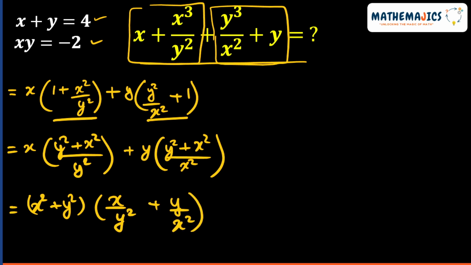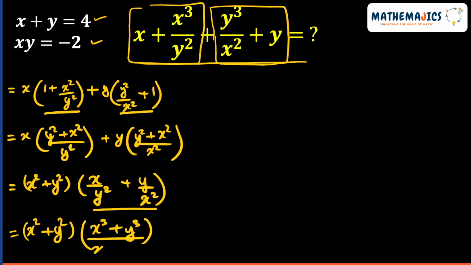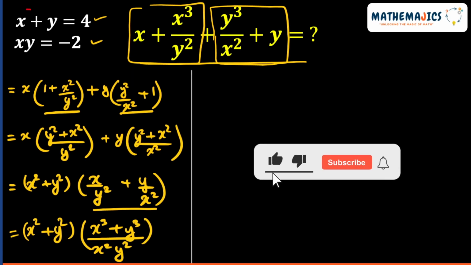Correct. Now, after this step, let's see what we will be doing. After this step, we can take LCM of this bracket and we will get x square plus y square times x cube plus y cube upon x square y square. Correct. Now, after this step, the question becomes very interesting. Let's see.